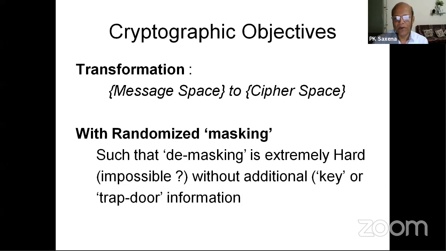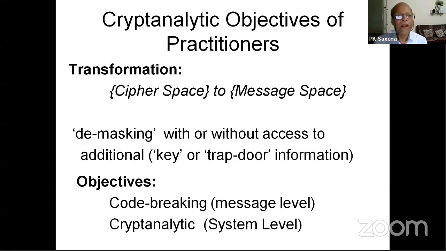So this is the basic objective in cryptology. And the basic objective in cryptanalysis is the reverse. That is, we have to find out this transformation from cipher space to message space. But here the constraint is that demasking is required without access to the key or the trapdoor information, because these things will not be available. If it is available, it's not cryptanalysis, it is just deciphering.